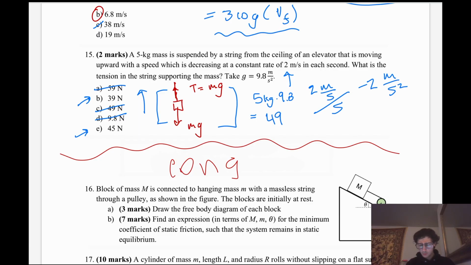And how is this 2 meters per second squared useful? If we do F equals m a, which is 5 kg times 2 meters per second squared, this is 10. And then 49 minus 10 is going to be exactly 39. You know what? I'm going to put this one. Hopefully that made sense to you guys.